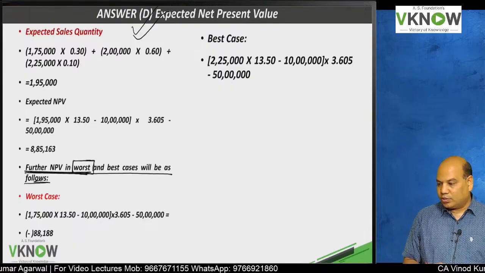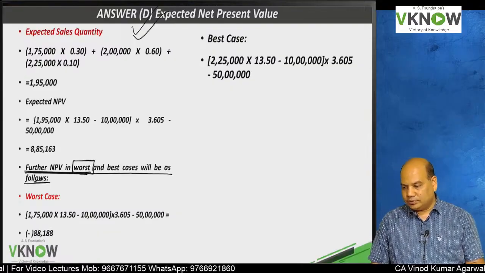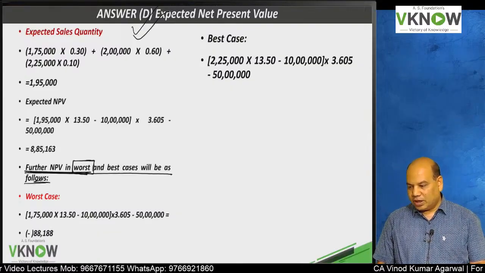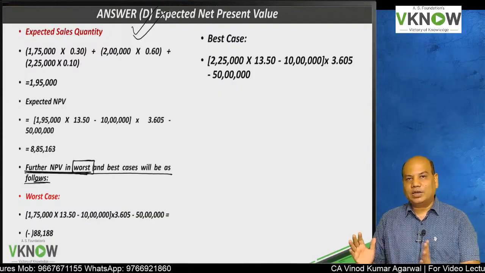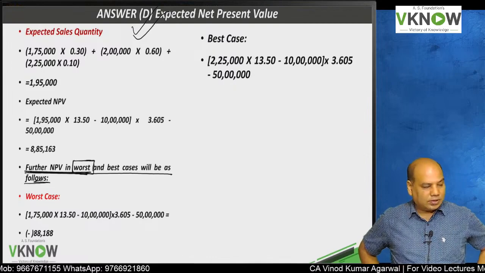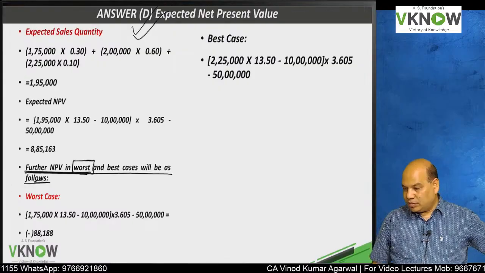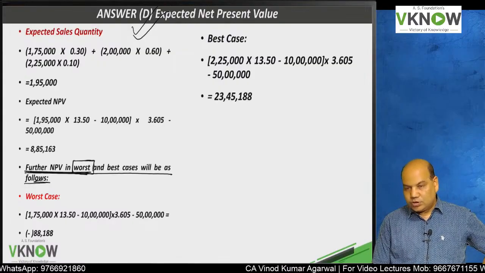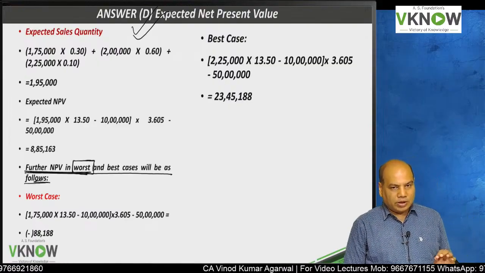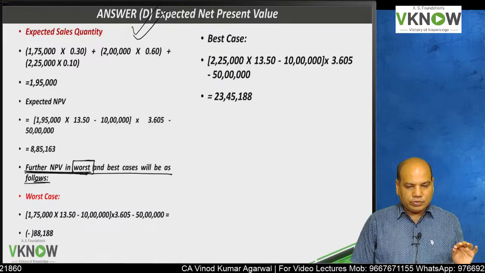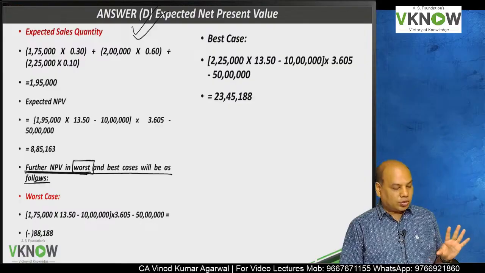Now let us try 2,25,000 into 13.50 minus 10 lakh, that is fixed cost, into 3.605 PV factor minus initial cost 50 lakh. Please reply. The answer is positive 23,45,188. Now my question is, which is a very intelligent question, will the project be accepted when your acceptable level of risk is 20%?